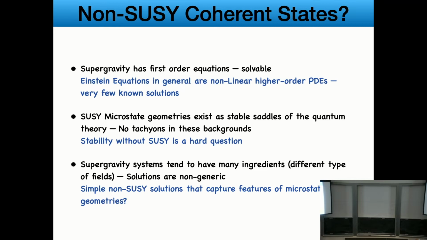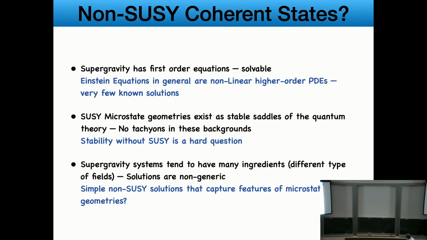Another important thing here is that when you have supersymmetry, the fact that you have charges associated to supersymmetry means that these solutions cannot have tachyons, and they're stable both quantum mechanically and also classically. Also, in supergravity, when you make these solitons, they tend to have many ingredients of different fields and all sorts of funny things to make them happen. So all three of these things almost tell you that you should never be able to make these things in classical theories of gravity. You should just give up that this picture only makes sense for supersymmetric theories.